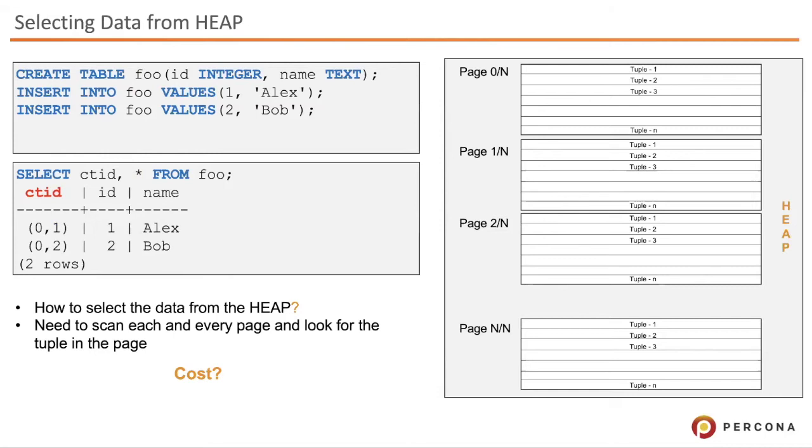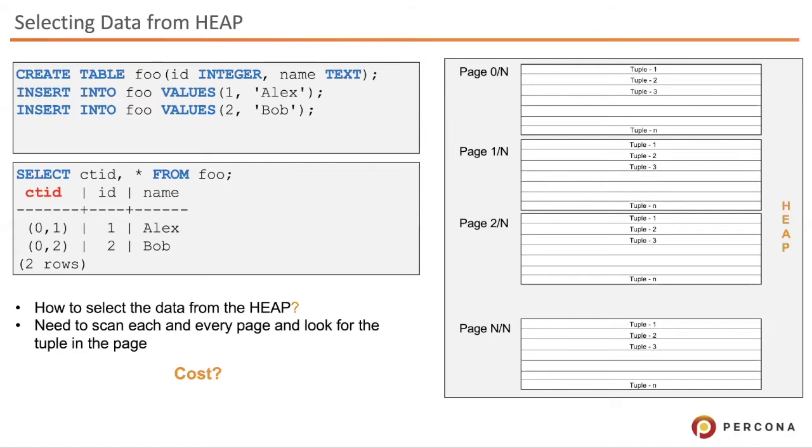Here I have created a table foo with an ID and name column. I have inserted two rows: ID 1 with name Alex, and ID 2 with name Bob. And I'm selecting ctid, comma, star from foo. One pointer here: ctid is a hidden column in PostgreSQL which contains the exact pointer of each row location. And it has two parts. The first part, which is zero here, is the block number, and the second, one, is the offset. Zero means block number, comma, one means offset one. Zero, comma, two means block number zero, offset two. That means Alex is 0,1 and Bob is 0,2, and along with the ID, we have that information.